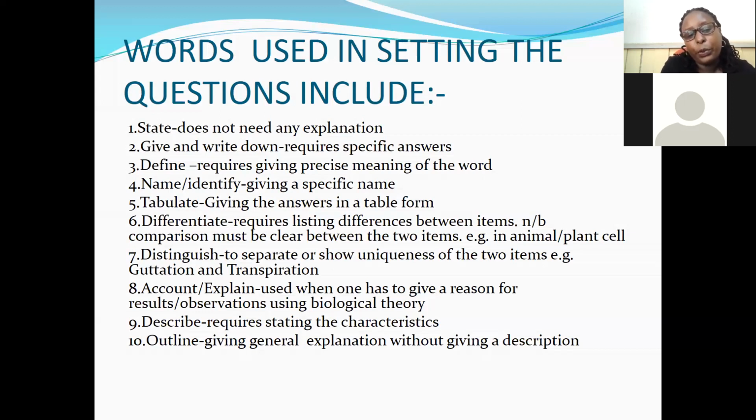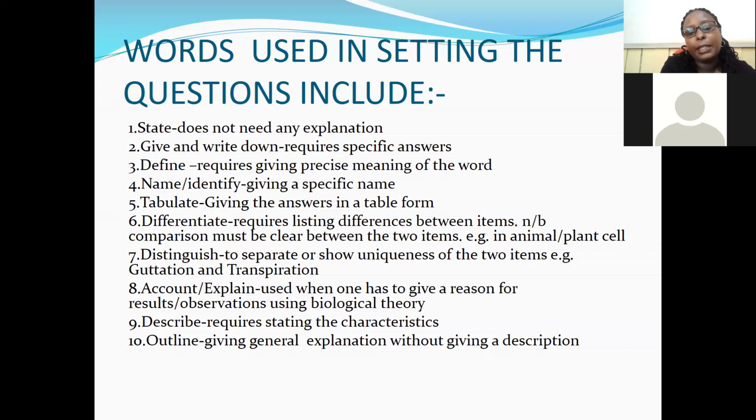Another word we are going to get in questions is account or explain. That one is going to be used when you have to give a reason for the results or observations using biological theory. In such a case, you have to bring out the explanation from the observation which has been seen and explain it further.